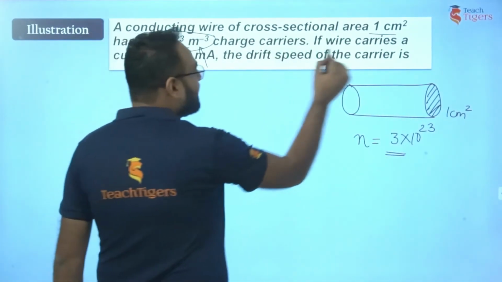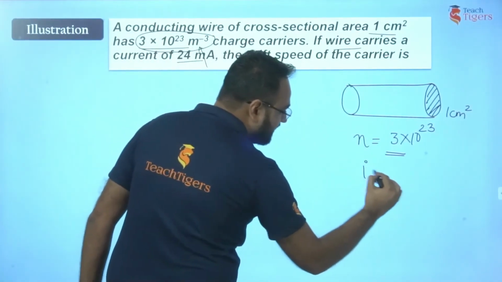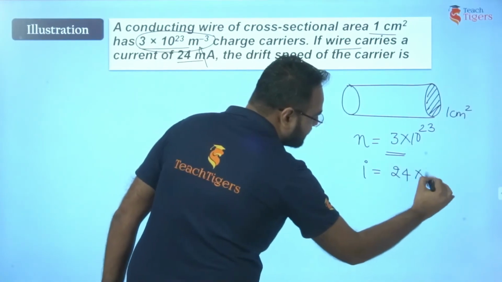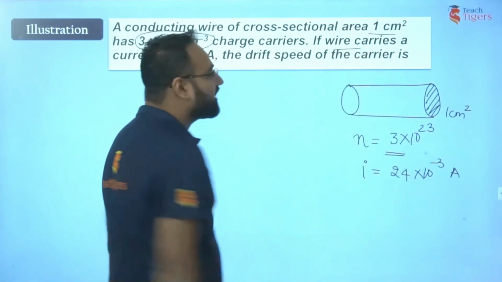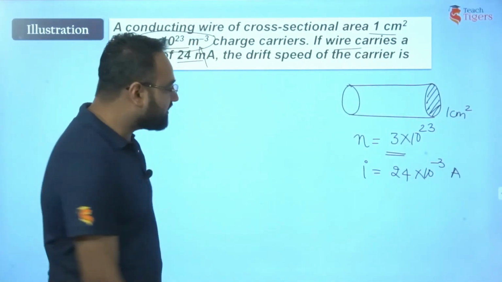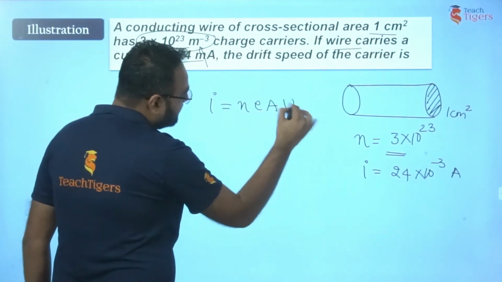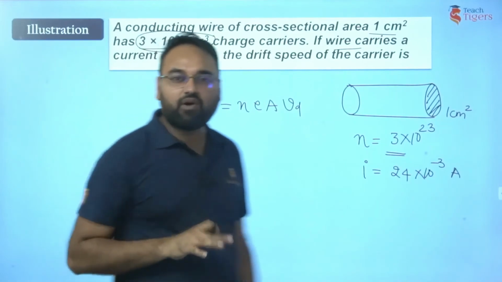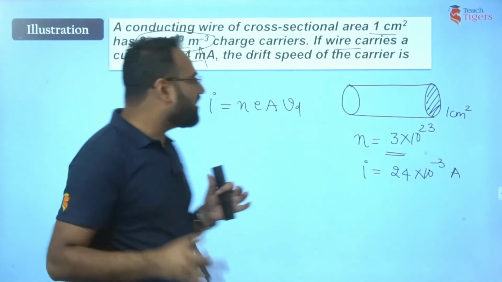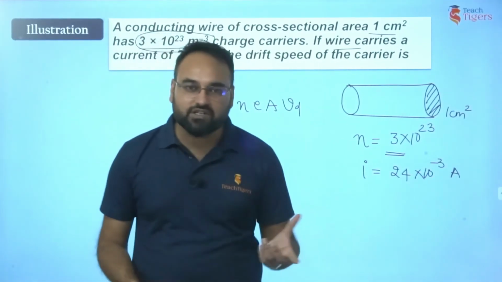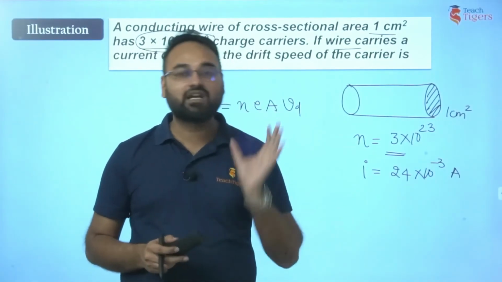Then, if the wire carries a current of 24 milliampere, now we are given current which is 24 milliampere, that means 24 into 10 raised to the power minus 3 ampere. We have to calculate the drift speed of the carrier. We know current I is equal to NEA VD. In such questions, it is very important to be careful about the units, because these are direct formula-based questions. How they play with the units, the conversion of units, we have to be very careful, right?